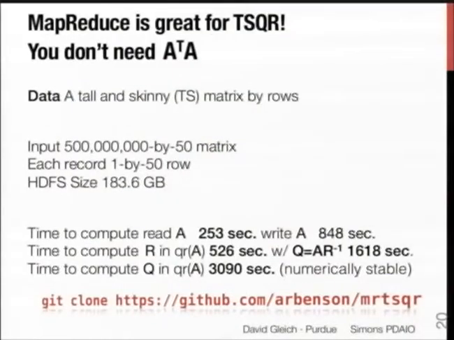Just to be a little bit more precise here, what happens if we just want to read a matrix A? This takes about 253 seconds in our MapReduce system if the matrix is about 200 gigabytes. If we want to write out the matrix A, it takes about 1,000 seconds. If we want to just compute R using our new algorithm, it takes about 500 seconds, so it's about twice as long. If we want to get Q equal to A R inverse, with nothing fancy, using the old algorithm, that old blue line that wasn't precise takes about 1,600 seconds. And if you want to get a provably numerically orthogonal Q, it takes about 3,000 seconds.